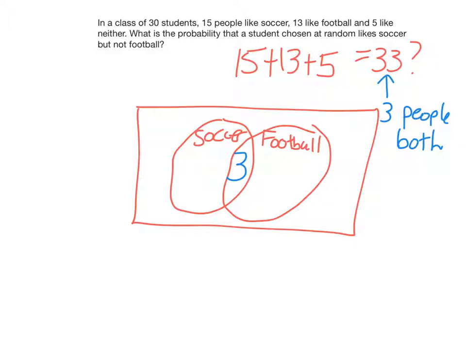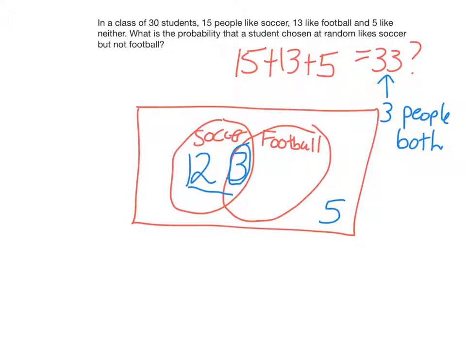So there are 5 that like neither, so 5 go outside. That's easy. So it says 15 people like soccer. So I've already got 3 people who like soccer. 3 of those people also like football. So there must be another 12 that go in here, because these 2 numbers have to add up to 15, because there are 15 people in this circle.